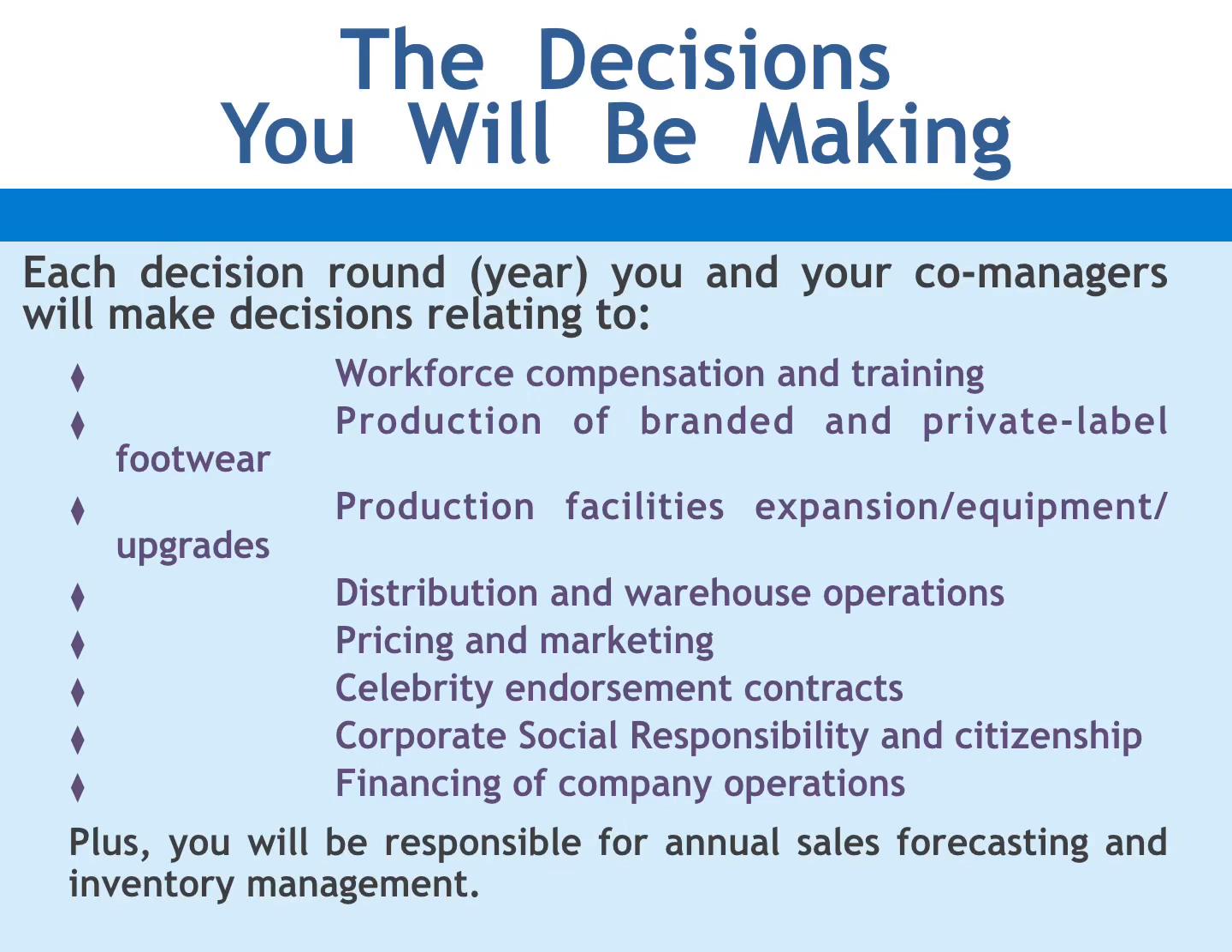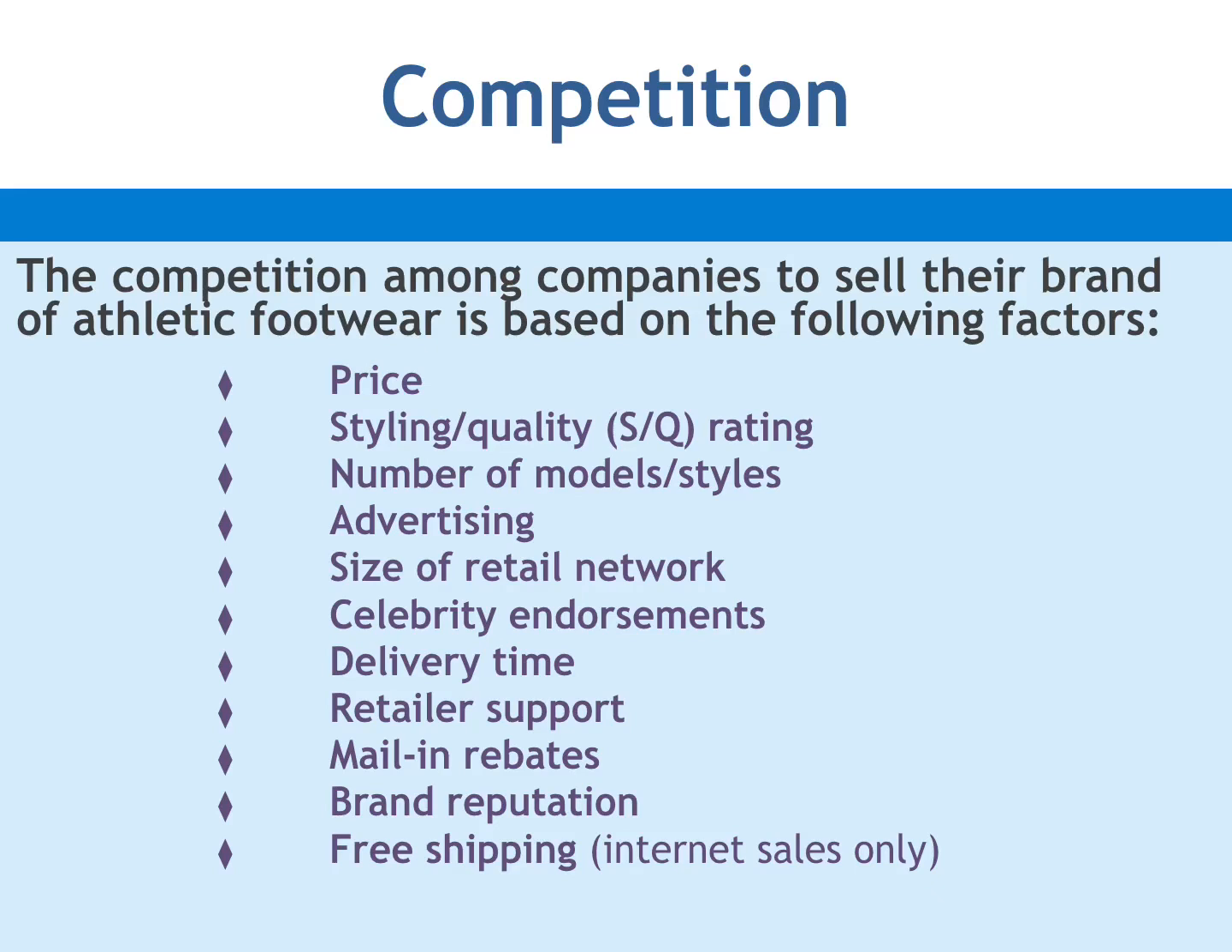And you can see from this slide all the different aspects of the decisions that you and your co-managers will be making. And we're going to go through 6 years of decision making. You can see here in this slide all the different factors that you'll be looking at to sort of distinguish your brand of athletic footwear in relationship to anybody in the competition.